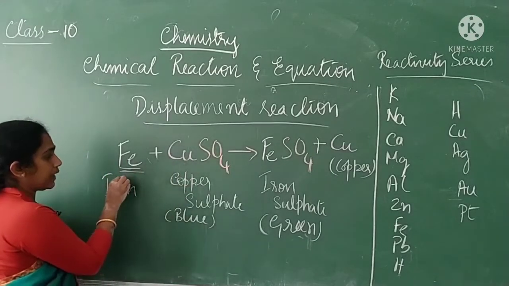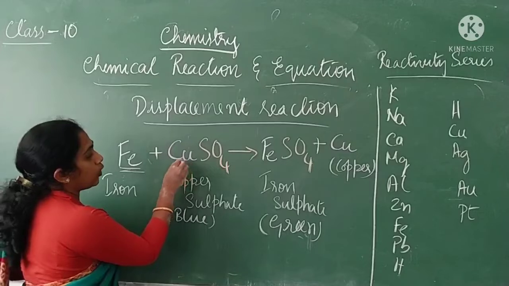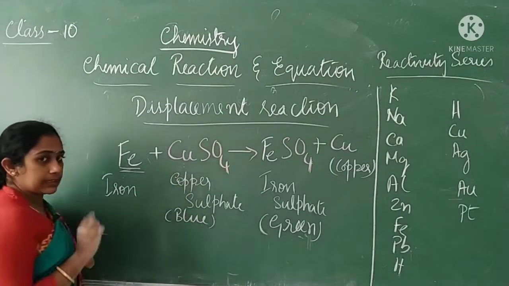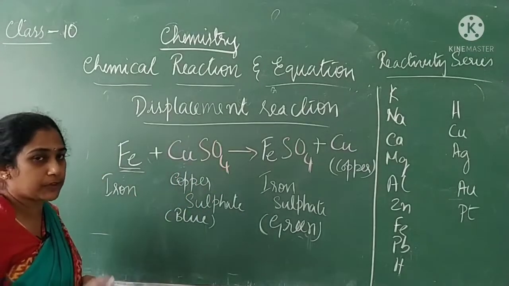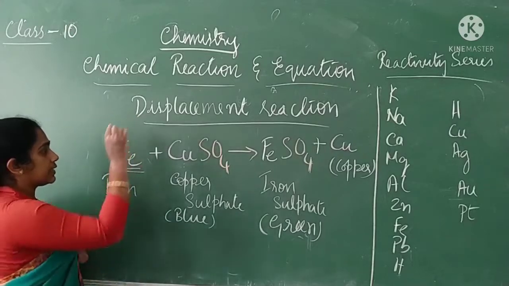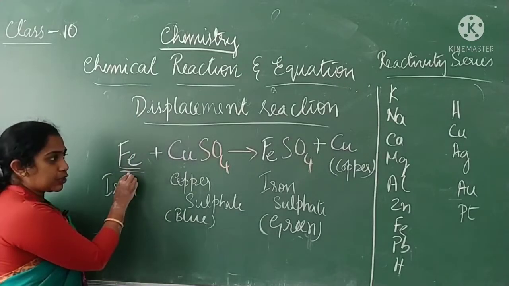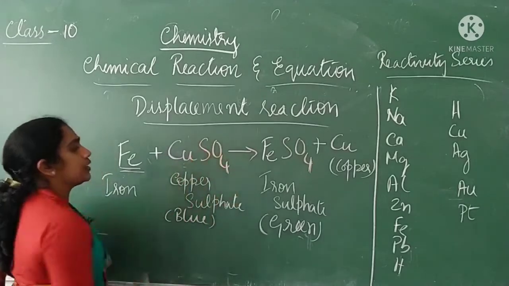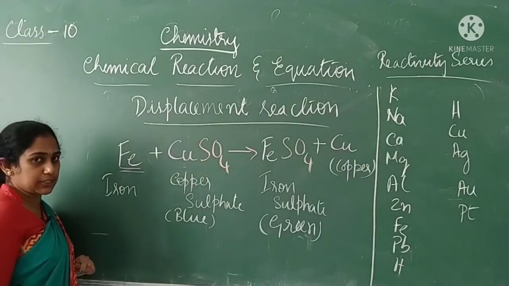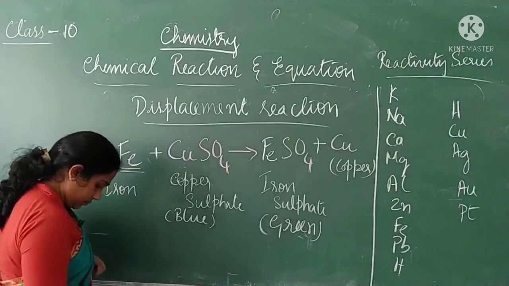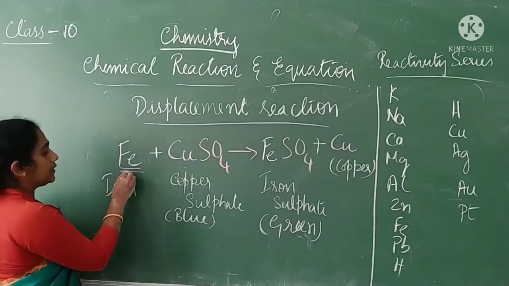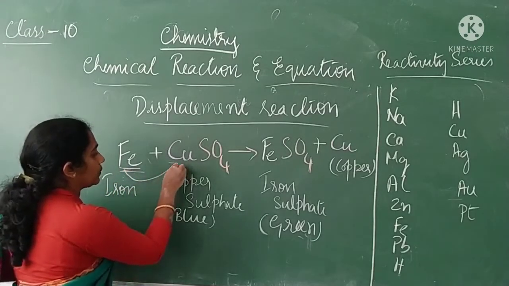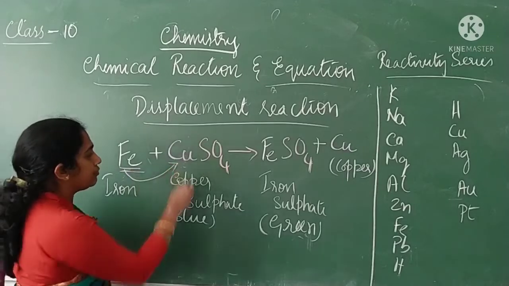So iron displaces the least reactive metal copper from its salt solution. That is called a displacement reaction. So displacement reaction means it's a reaction wherein a highly reactive metal displaces a least reactive metal from its salt solution. So here iron displaces copper and it occupies the place of copper.